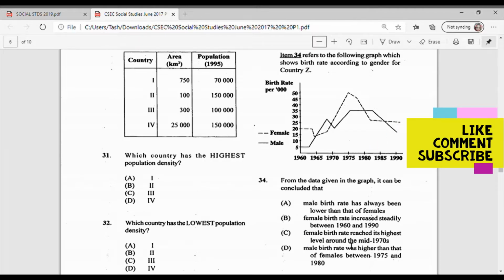C, female birth rate reached its highest level around the mid 1970s. So mid 1970s would be about mid 1975. That's right in the middle there. So female, that's the broken line. The highest point is around the mid 70s, so that would have been correct. So it seems as if the answer is letter C, but we can still look at D just to make sure. Male birth rate was higher than that of female birth between 1975 and 1980. So that's 1975 here and 1980. It's saying that male was higher and it was not. So your answer for number 34 would have been letter C.